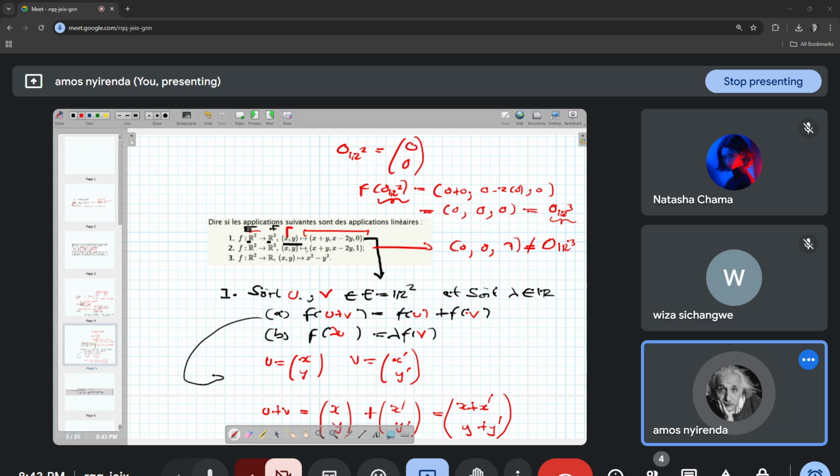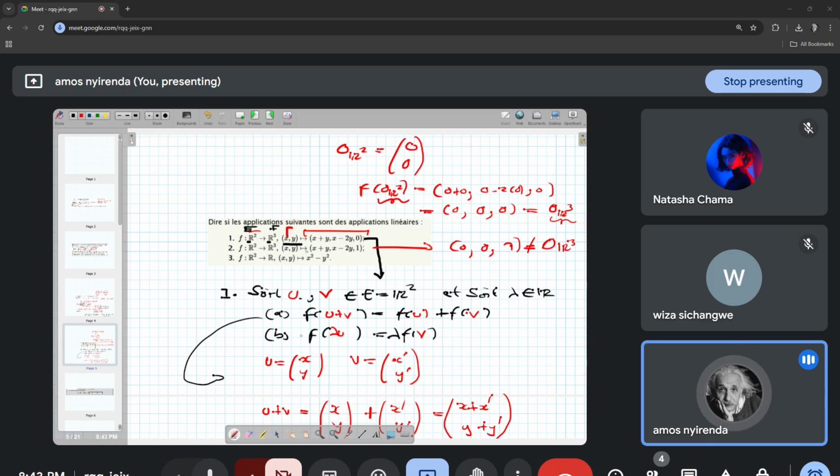It's necessary but not sufficient. Okay, so how can we show that the third one is not a linear application, because it has quadratic terms like x squared and y squared? Well, we have to look for a counter example.